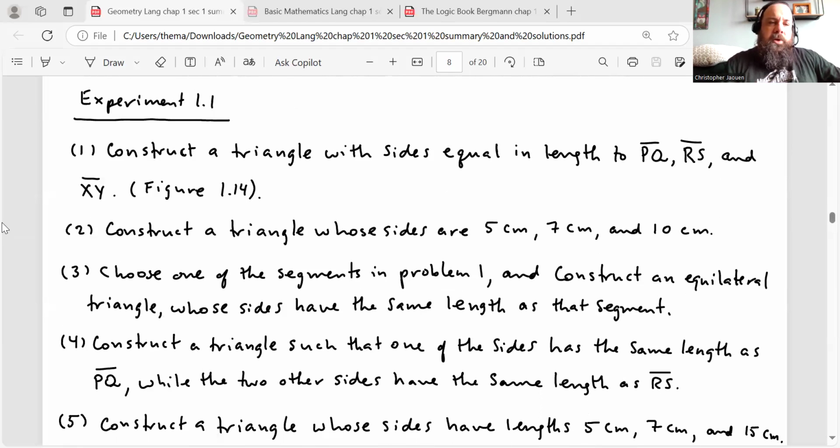All right, so question one says this: construct a triangle with sides equal in length to PQ, RS, and XY. He has a picture drawn in figure 114. Now, let me just stop the screen share for a second.